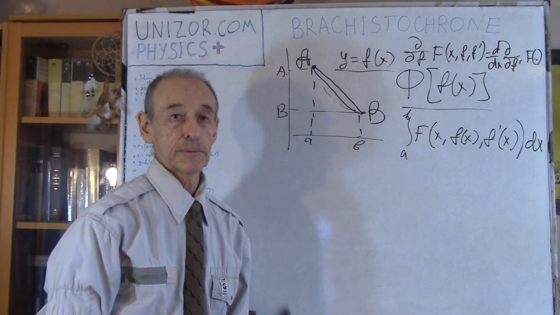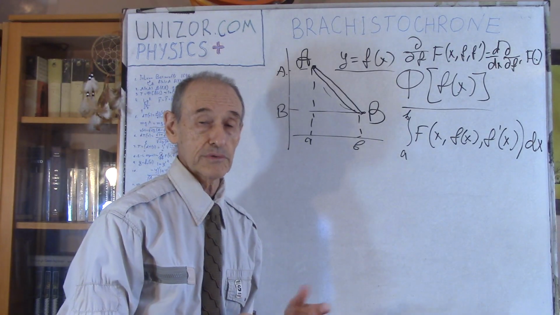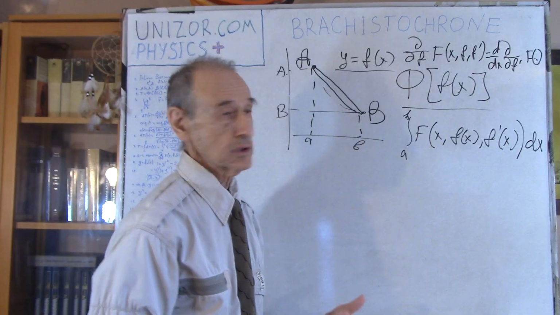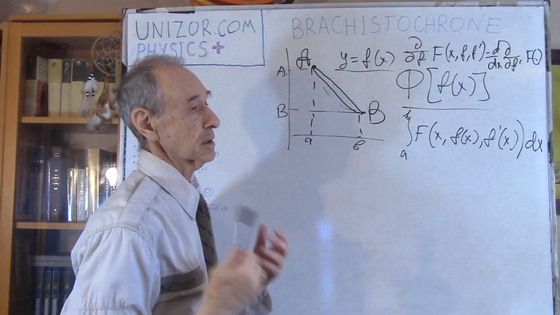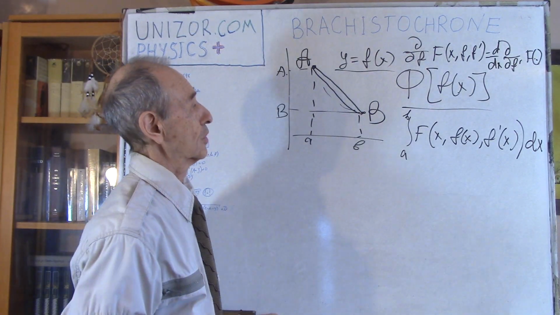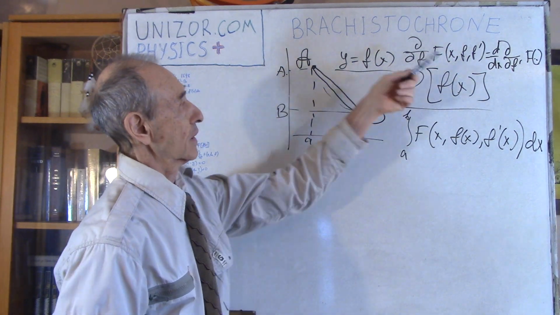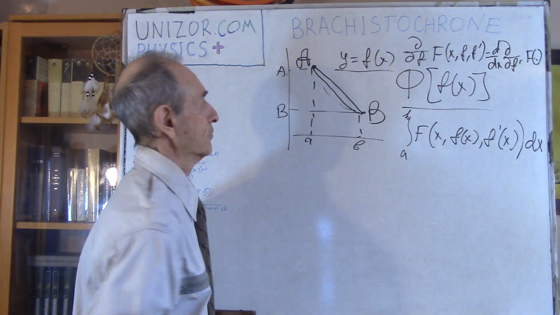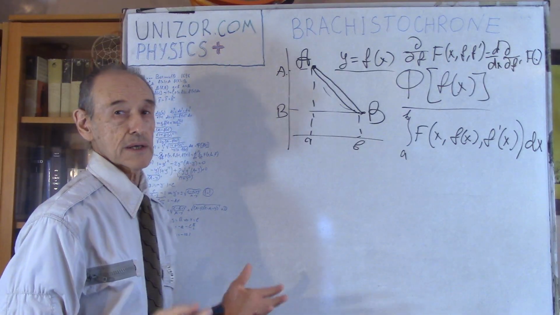I basically derived it in the previous lecture, and today I'm going to actually apply this equation to solve Bernoulli's problem to find the Brachistochrone. Okay, so let's start doing this. We need to minimize the time.